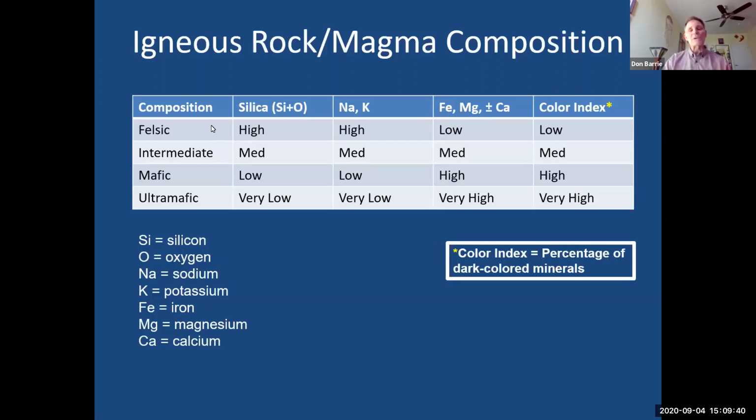Intermediate rocks are sort of in between. Intermediate rocks are darker than felsic rocks, but lighter than mafic rocks. And in terms of their silica content, same thing. Intermediate rocks have a lower silica content than felsic rocks, but a higher silica content than mafic or ultramafic rocks. So the main column here you want to be familiar with would be silica, but to a lesser extent, you want to be familiar with these other chemical trends as well.